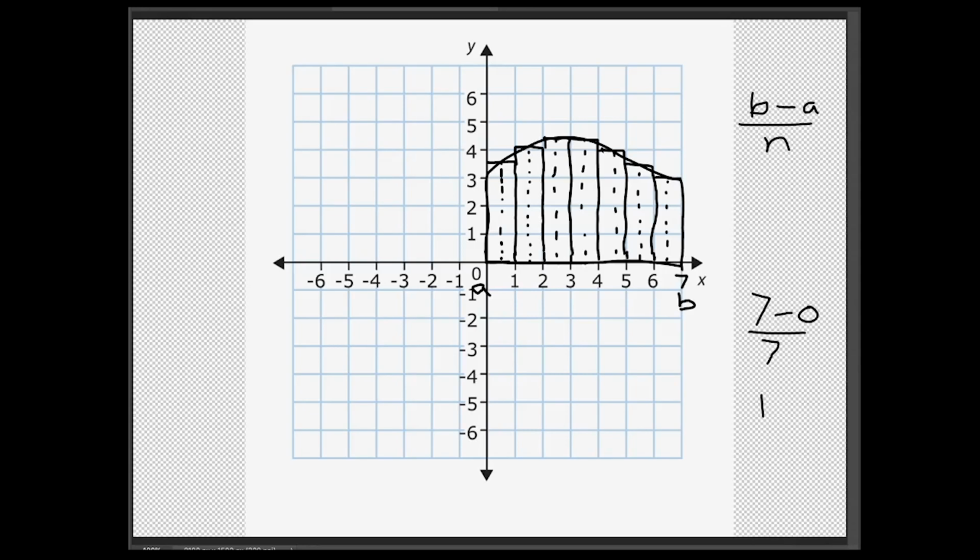So let's just do the first one together, the first rectangle. So this would be around 3.5 here. So this will be around 3.5, and the base is 1. So the area of the rectangle would be 3.5. And then let's do the second rectangle.